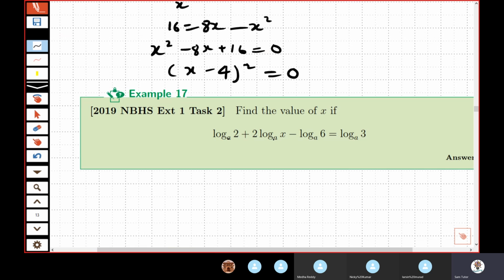Okay, the A's are all the same. So what are you going to do? They don't count. Look, if you're worried about that, don't forget change of base. Change of base just means over log A, over log A, over log A, over log A. What are you going to do with all the log A's? Just cancel them out because they're all the same anyways. So it's good just to know they don't really count. So what you're left with is log 2 plus 2 log x minus log 6 equals log 3.